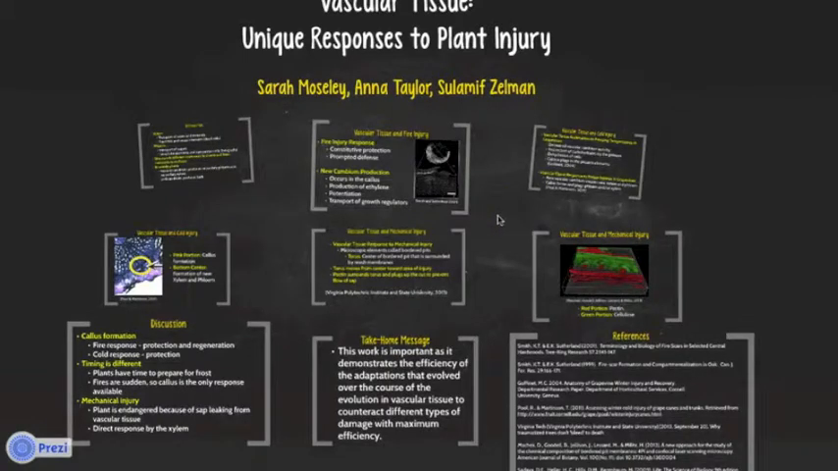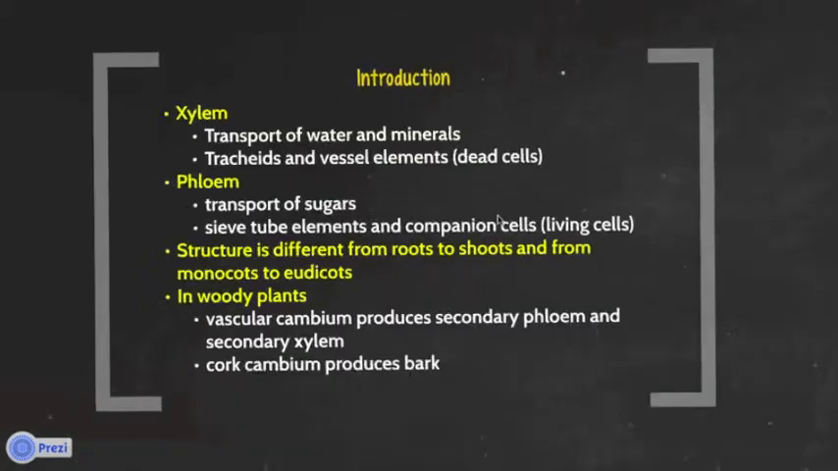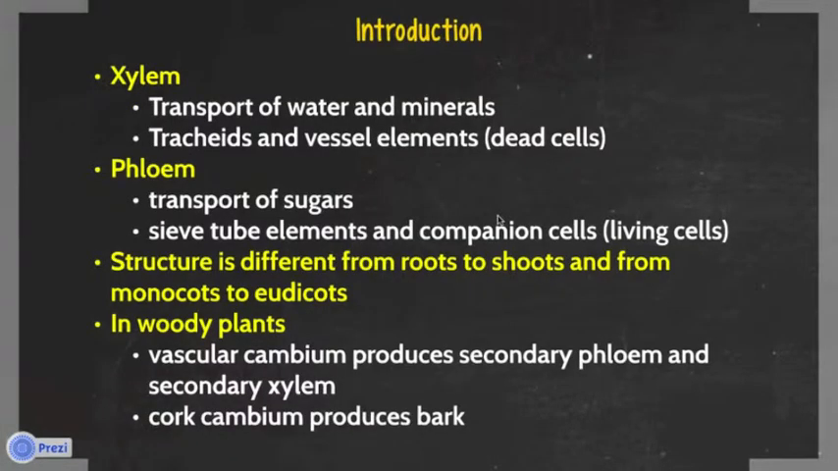Our presentation is about vascular tissue and its responses to a variety of injuries. The vascular tissue of plants consists of xylem and phloem. Xylem transports water and minerals from roots to shoots, while phloem transports sugars in both directions.